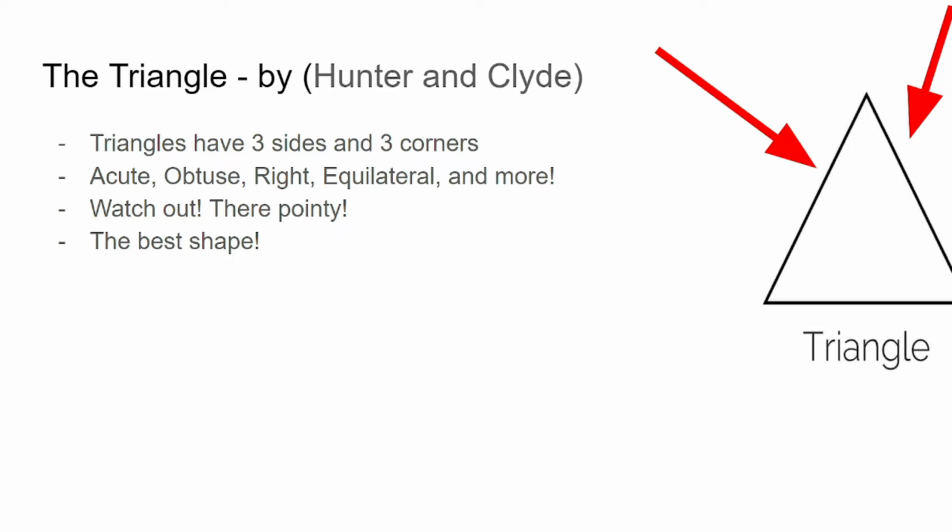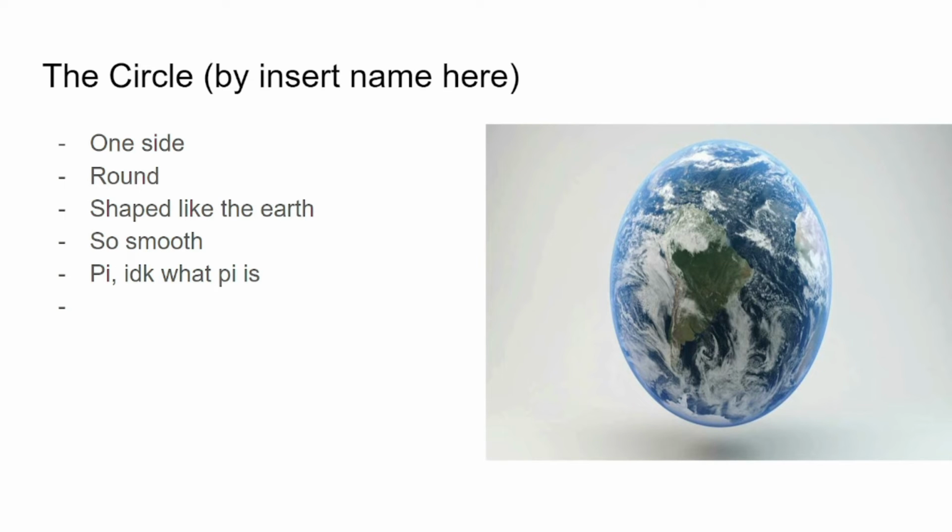The triangle. They have 3 sides and 3 corners. Acute, obtuse, right, equilateral, and more. They're pointy, and they're the best shape in my opinion. The circle.